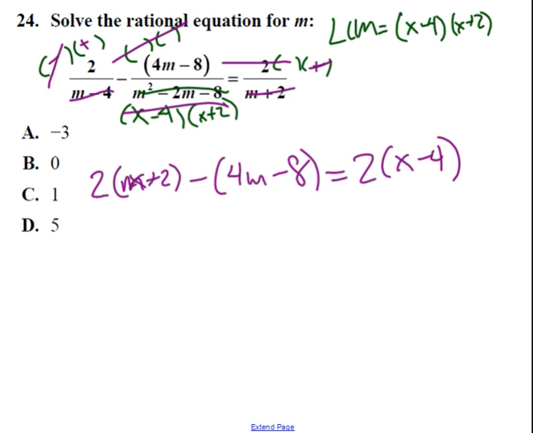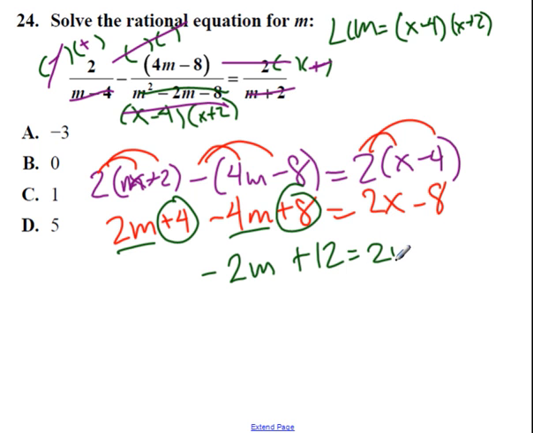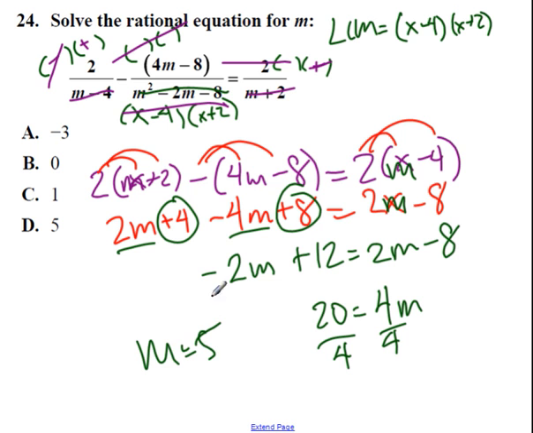Alright, so now it's a matter of can we do some distribution? And I sure can. Bam, there it goes. Just distributing. Now we're going to collect like terms. Gives me minus 2m. Alright, I'm going to add my 2m over here and get 4m. I'm going to add my 8 over here and get 20. Divide by 4. So m equals 5.